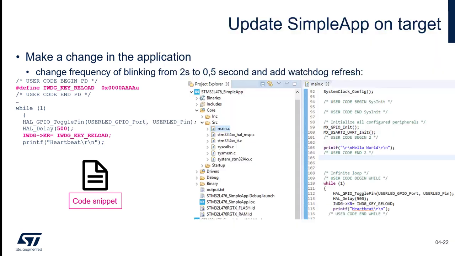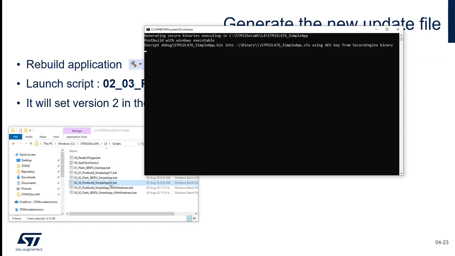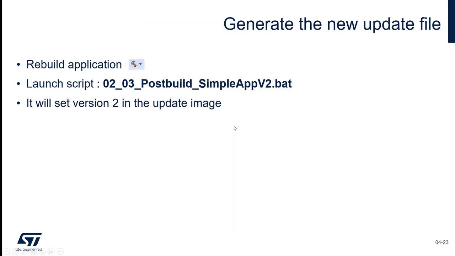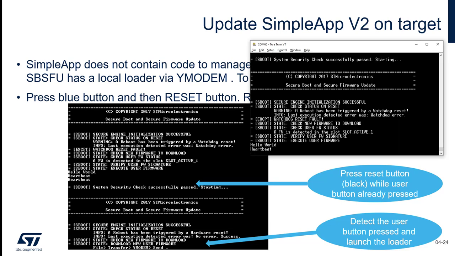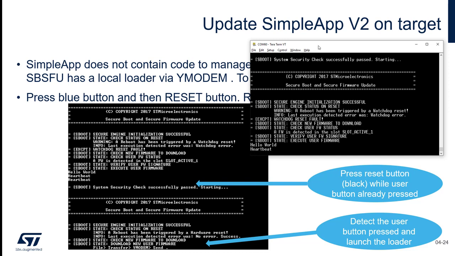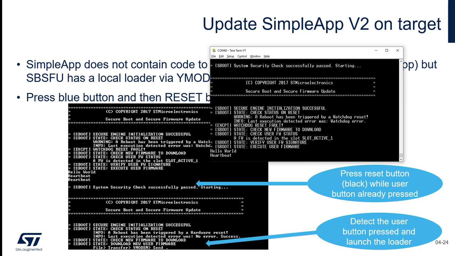So here I've rebuilt this, and we need to generate the simple app v2. Here launch post-build simple app v2. Okay. Simple app v2 is generated. To update, here we have something different from the first hands-on: we don't have the ability to update from the application. So what we need to do is to use the SBSFU internal loader. And this one can be activated thanks to the blue button.